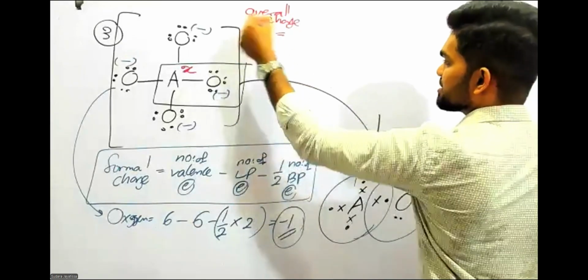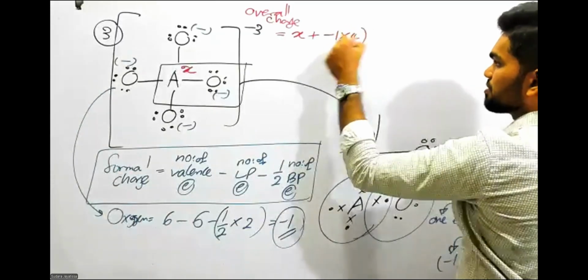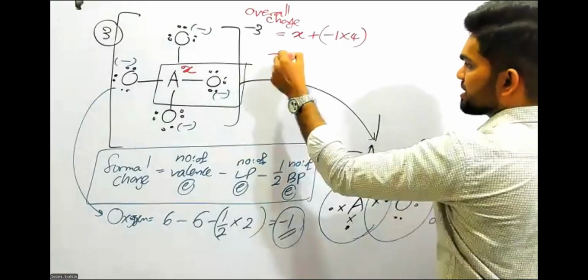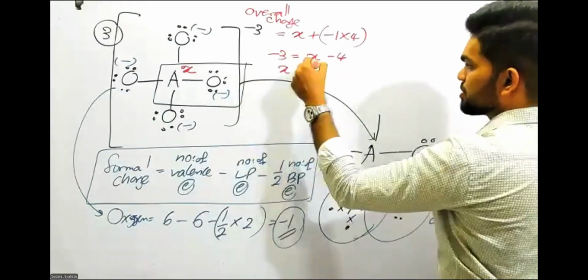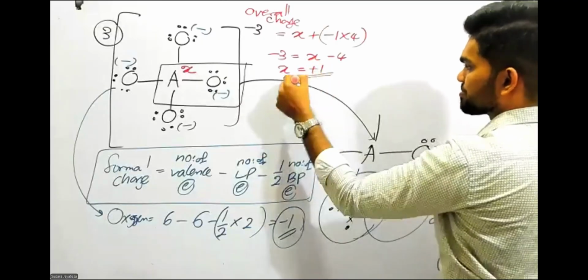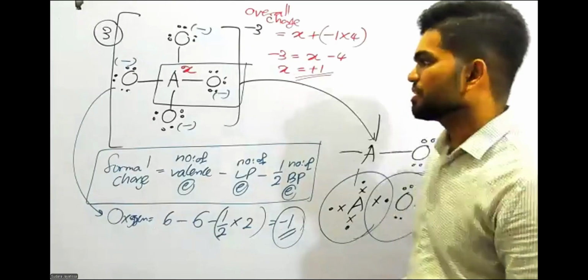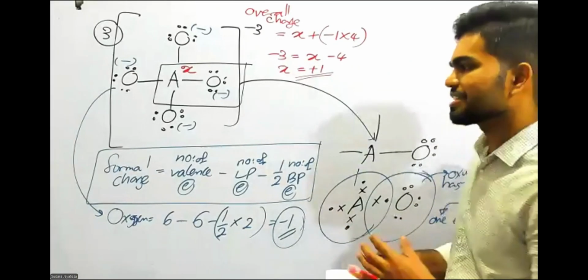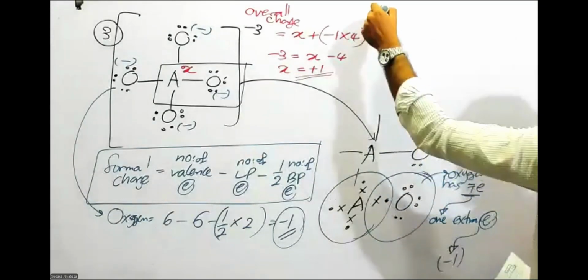Overall charge -3 would be equal to X plus -1 into 4, because there are 4 oxygen atoms. So -3 is equal to X minus 4. What is our X? It's going to be plus 1. Understood? X is going to be plus 1. So now apply the formal charge formula for A. It's very easy.